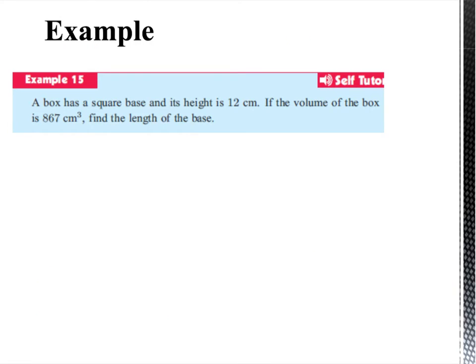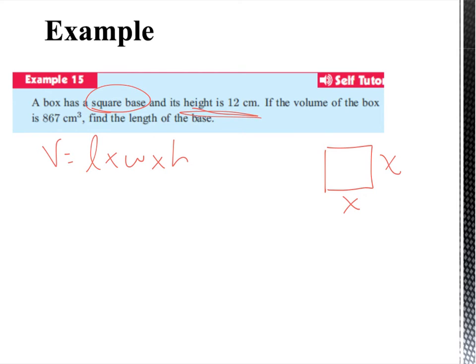All right, so example 15 says a box has a square base and its height is 12 centimeters. If the volume of the box is 867 centimeters cubed, find the length of the base. So we've got volume is equal to length times width times height. And because the base is a square, we know that if the height is 12, then this is x and this is x. They have to be the same. Length and width have to be the same because that's the only way this can be a square base. So it's a square base, and then the height of our prism is 12.